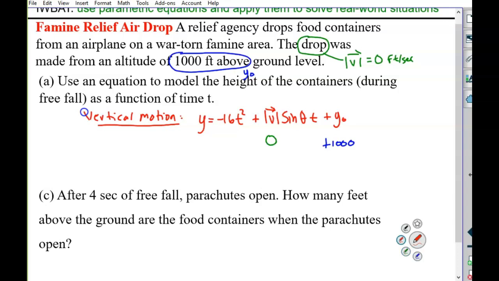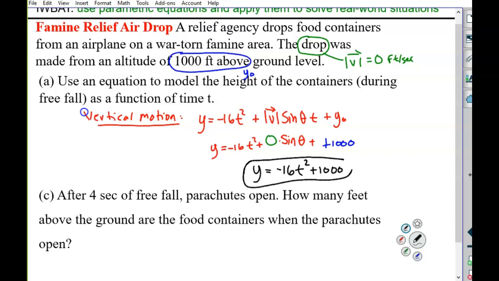Now, do we need to know the angle? First off, it's dropped, but if I have 0 times anything, I don't need to know the angle, because 0 times that is going to make it completely go away. What's left over is just gravity, negative 16 feet per second. So what equation would we have if we got rid of the fact that 0 times sine of theta is 0? We go right back to algebra 1, and we have a parabola that opens downward.